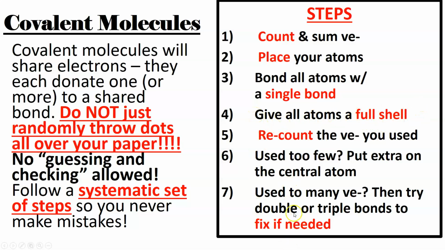So if I used too many in step 4, then I'm going to have to start making double and triple bonds to reduce the number of electrons being used. So we kind of draw it a simple way. We check if it works, and then we start fixing things systematically.